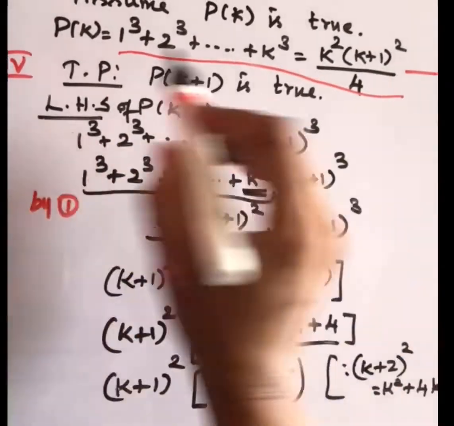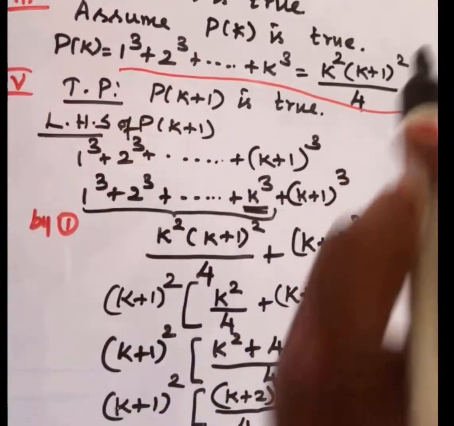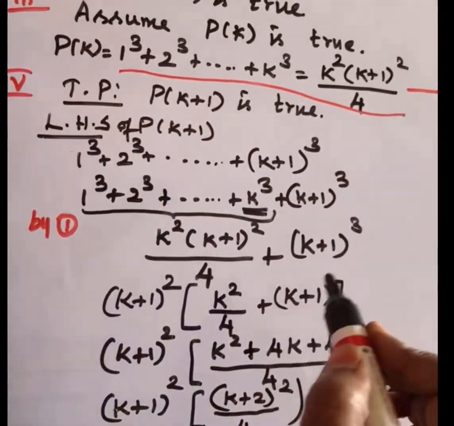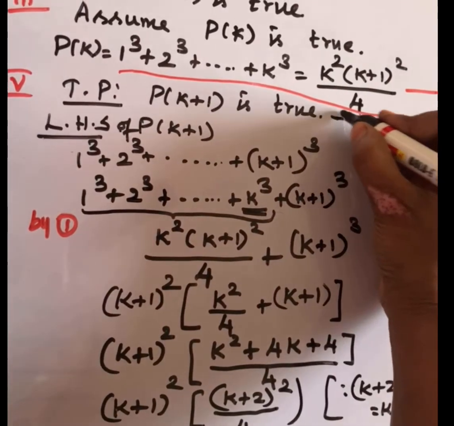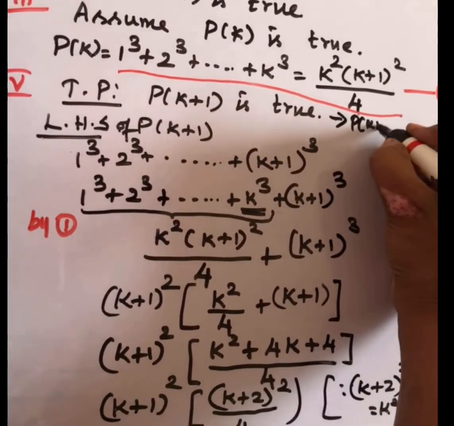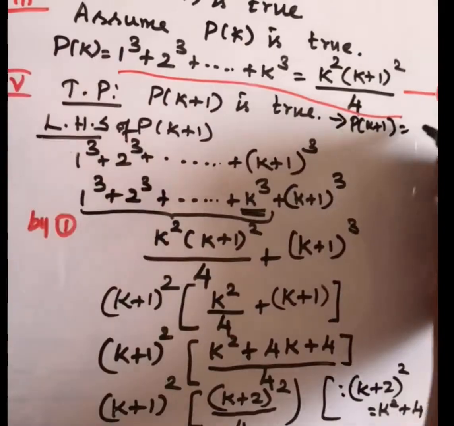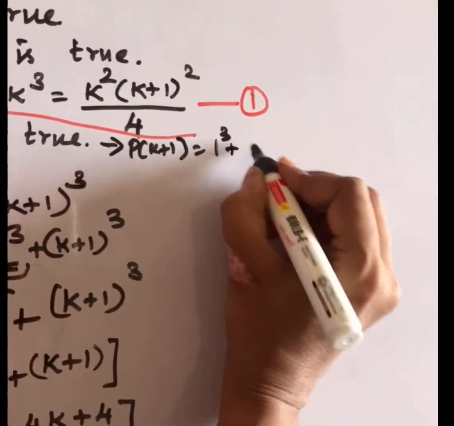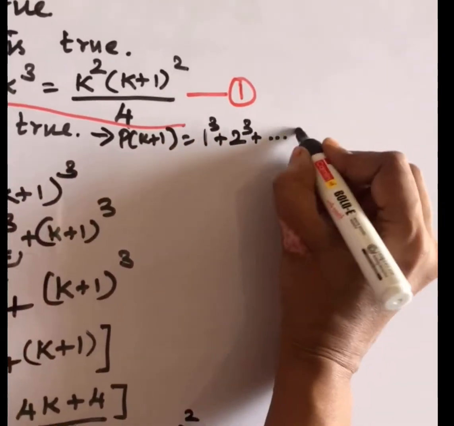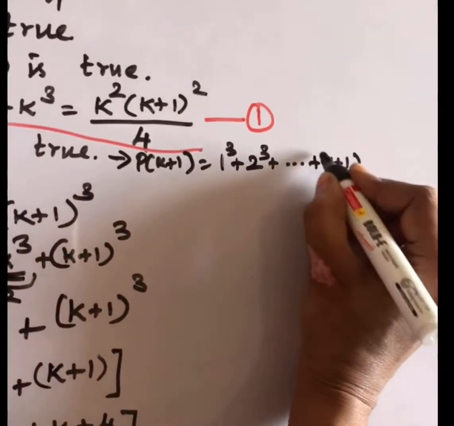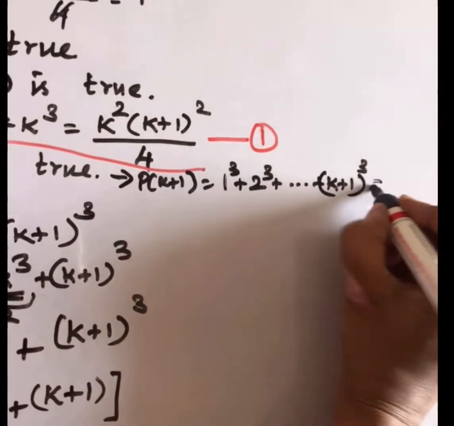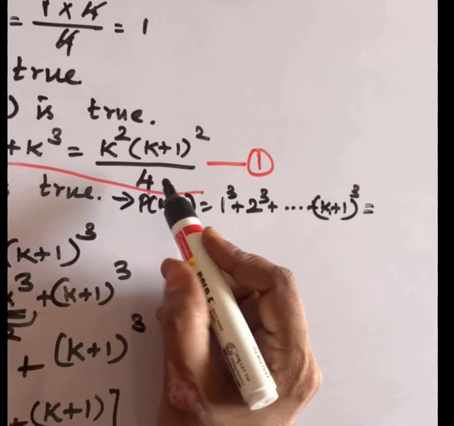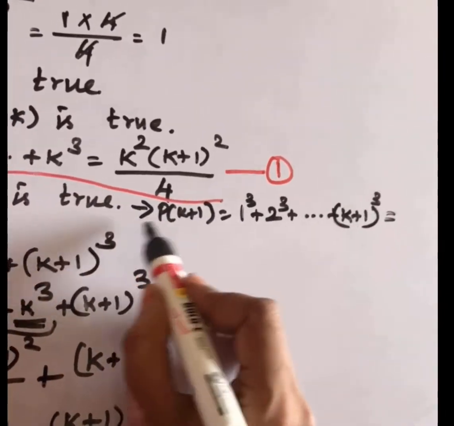Okay, so in P of k, we can write one step here, to prove P of k plus 1 is true. So P of k plus 1 is, what is P of k plus 1? 1 cube plus 2 cube etc. up to k plus 1 the whole cube is equal to, instead of k you have to substitute k plus 1, right? Instead of n you have to substitute k plus 1. That is only P of k plus 1.